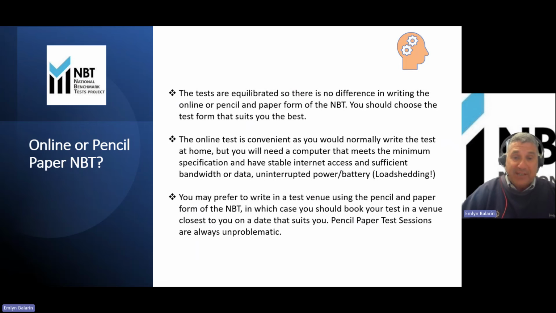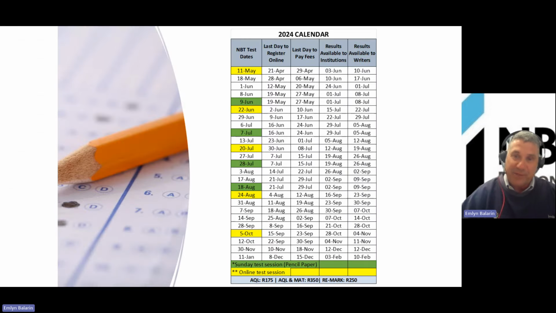You may prefer to write the test using the pencil and paper form in a physical venue, in which case, from our website, you should book your test in a venue closest to you on a date that suits you. And pencil and paper test sessions are always unproblematic. They are very run-of-the-mill. You go into a venue, you sit down, you're given a physical paper, and you answer it. But the important thing here is that you have options. So you can choose either online or pencil and paper. And you have numerous test dates to choose from.